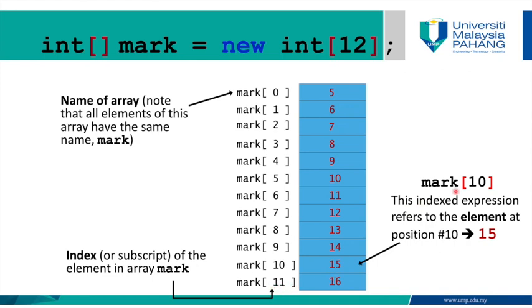And then for example, if we want to try to access this value 15, how can we do that? This is how we can do it. mark[10], referring to the index of this array. If we type mark[10], it will give you the output of 15, which is this value.